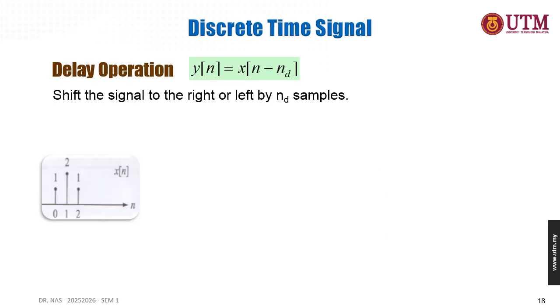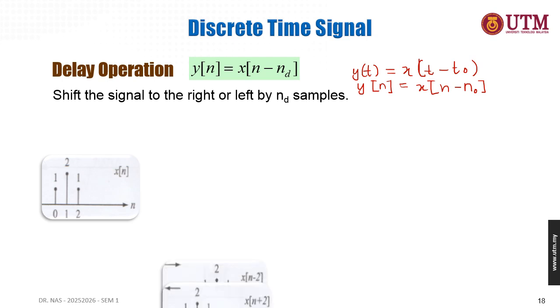Next, the delay operation, or in continuous time you call it the shifting property. In continuous time you have y(t) equal to x(t - t0). This is the basic equation. But in discrete time you have y[n] in the n domain, with square brackets, and then x[n - nd], or n0, whatever notation you're going to use. So let's look at an example.